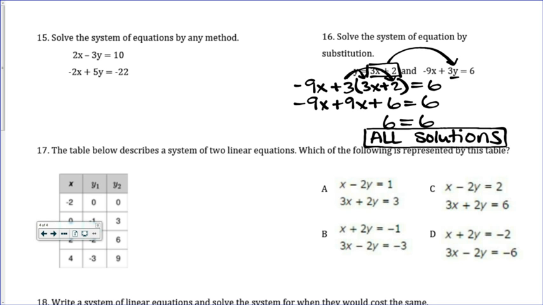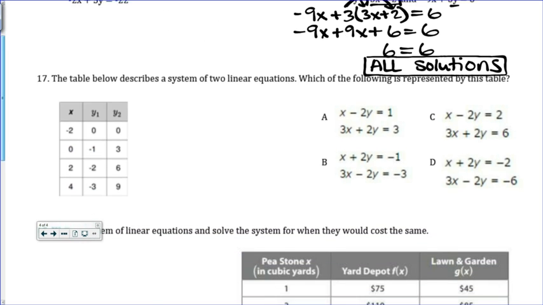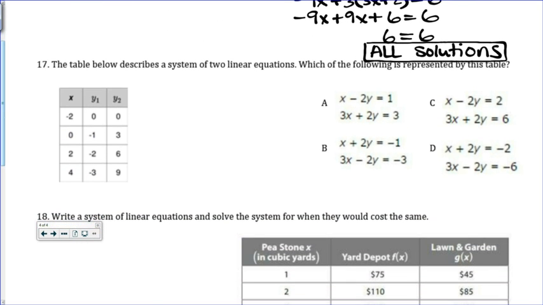All right, let's look at number 17. The table below describes a system of 2 linear equations. Which of the following is represented by this table? Okay, so you're given 2 different ones here. So we need to start with this one, and you need to write your equation.